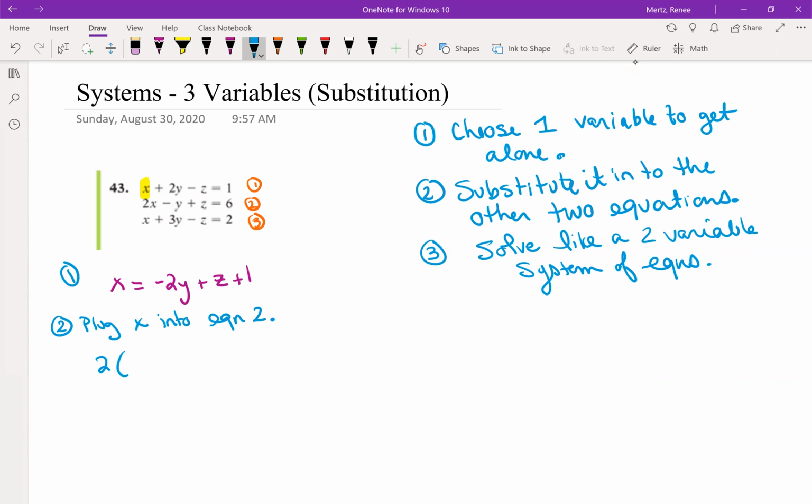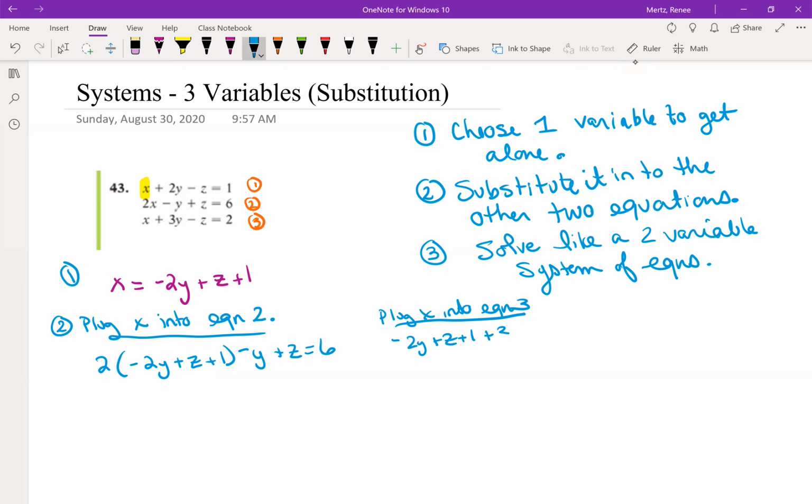So I have 2 parentheses, negative 2y plus z plus 1 minus y plus z equals 6. I'm going to plug x into equation 3. So I have x, which is negative 2y plus z plus 1. It's a good idea to put a line through your z's on these so they don't look like 2's, because there's a lot of 2's and z's in these problems.